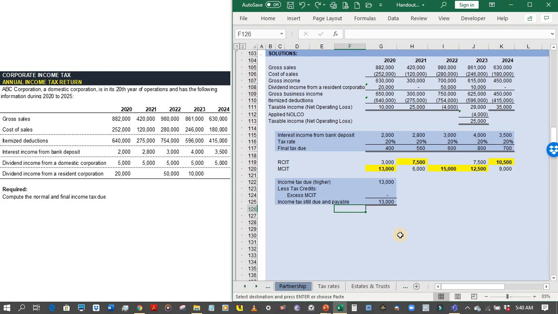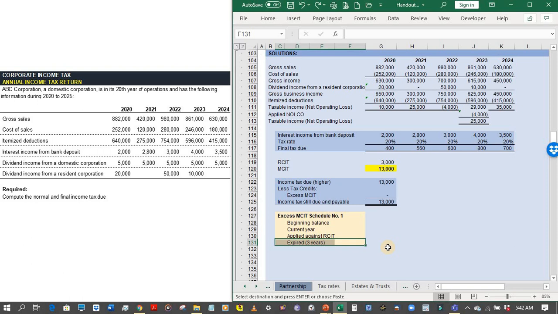So let us prepare a schedule for the monitoring of excess MCIT. We have schedule 1 because I have another schedule for excess MCIT which is in a different format but will still arrive at the same computation. We will start with the beginning balance, of course. Then it will increase for any excess MCIT during the year. Then it will be reduced for any amount of excess MCIT applied against RCIT. Then it will also be reduced if there are portions expired, which means these are the portions that were unused at the end of the 3-year period. Then of course the ending balance.